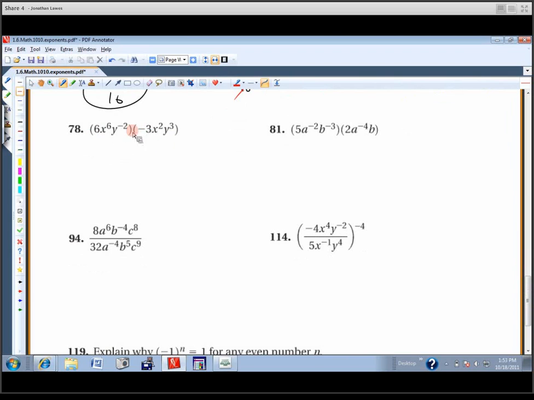And now a little bit more complicated problem. We're going to multiply these together. So this is going to be negative 18. Numbers, the coefficient there is pretty easy. X to the 6th times x squared. That's going to be x to the 8th. We've got 8 of them all together.